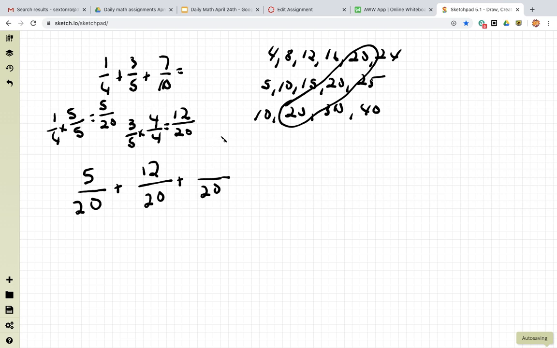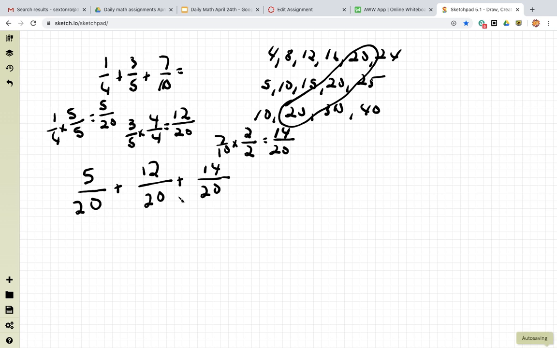One more to go. We need to do the same thing for 7/10. 7/10 times what is going to be equal to an equivalent fraction with a 20 on the bottom? Well, 10 times 2 is 20, so 7/10 times 2/2 is going to be equal to 14/20.